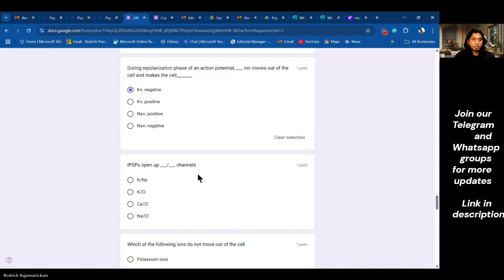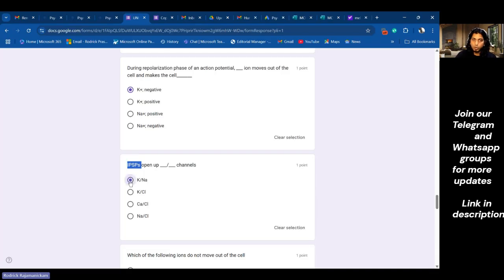Okay. So IPSPs open up. These are postsynaptic potentials, not action potentials. Just before an action potential, what happens is more and more potassium goes out, and chlorine also comes inside.